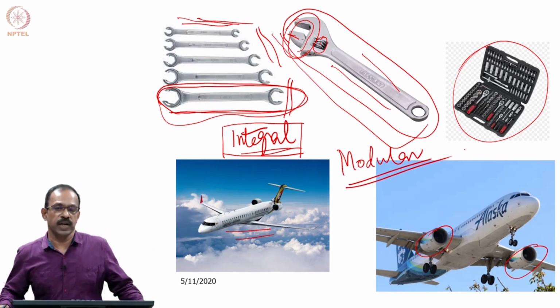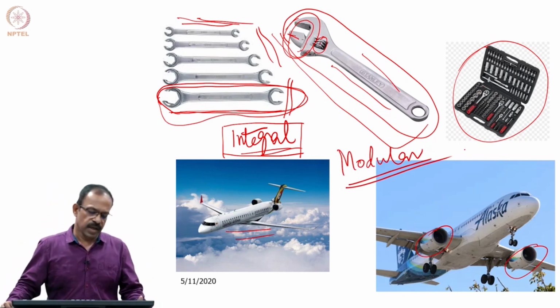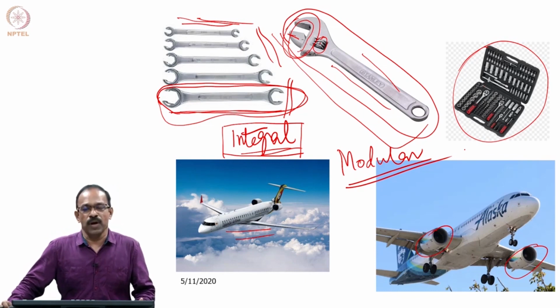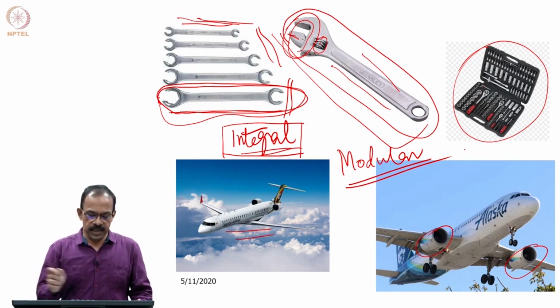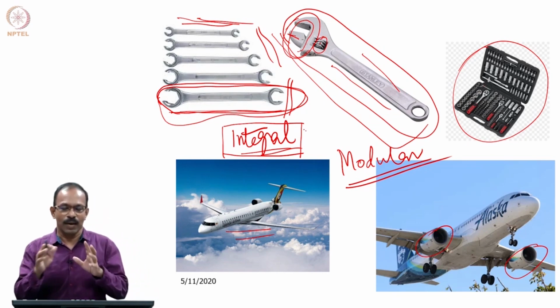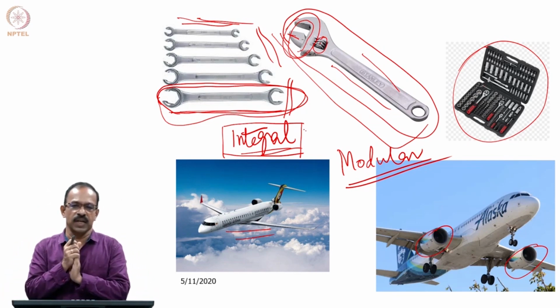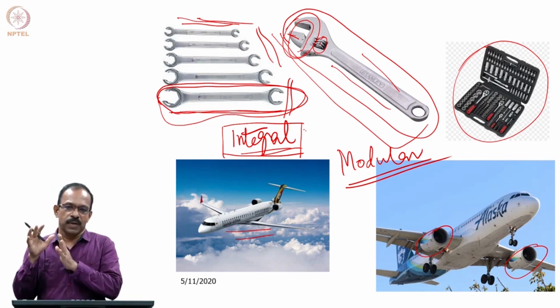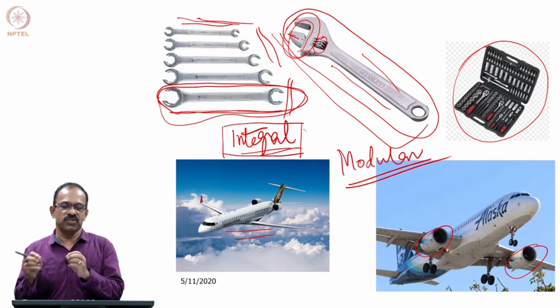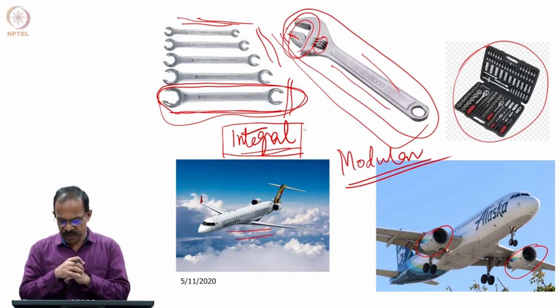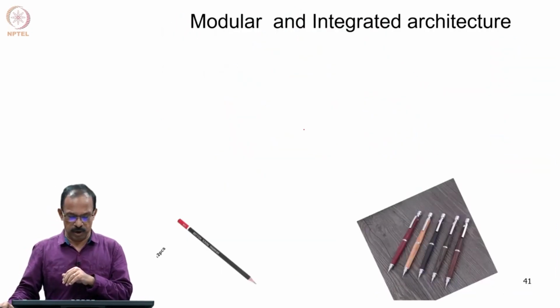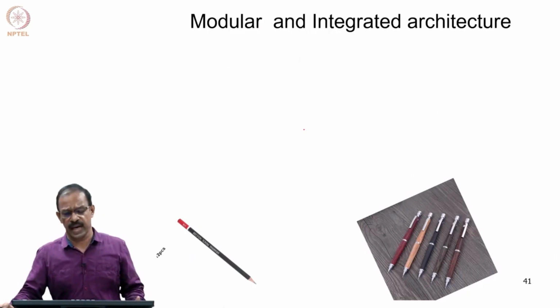So, integral and modular are the two important architectures that can be thought of when you have a product architecture. These are the main architectures used for designing products. The integral one will always look at combining all those functions into a single physical chunk, and the modular one looks for different modules with individual functions and then combines them in different ways to obtain the function of the product. So, these are the two major architectures for products, modular and integral.